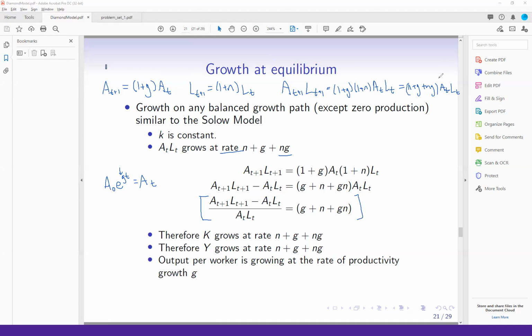And then of course, since you have constant returns to scale, if this is growing at a particular rate, if we want little k to be constant, then this has to grow at the same rate, which means that output is growing at the same rate, right? So, yeah.